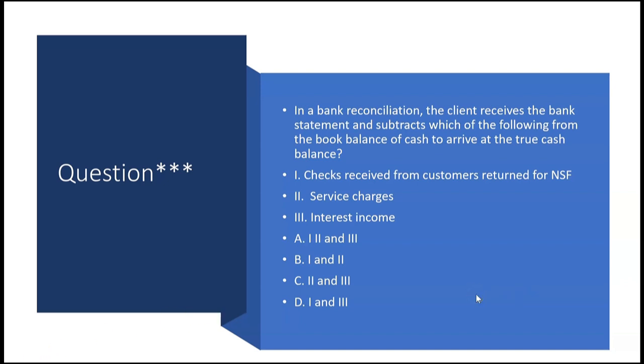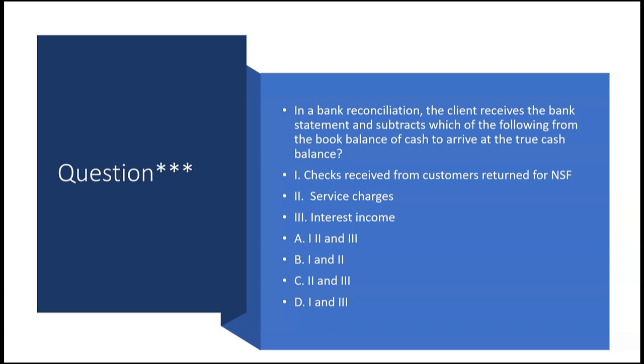Let's go to number 2, service charges. Those are bank charges. Bank service charges are going to be subtracted from the book balance to arrive at the true cash balance. Why? Because the bank already knows about it. It's on the bank statement. It's just that you don't know about it until you see it on the bank statement, and then you have to subtract it from your book balance to arrive at the true cash balance. So 1 and 2 look good, since we're looking for what has to be subtracted from the book balance: NSF checks and bank service charges.